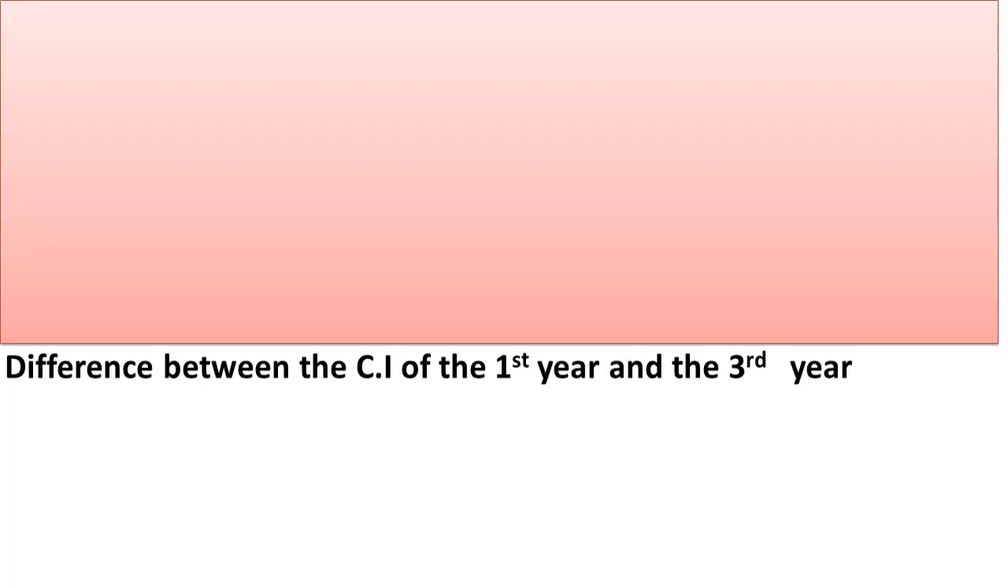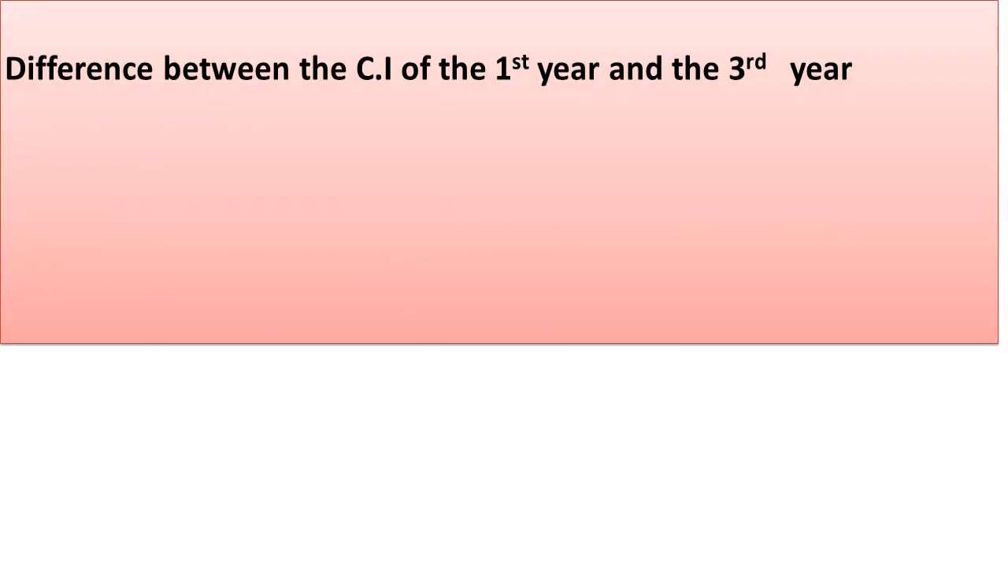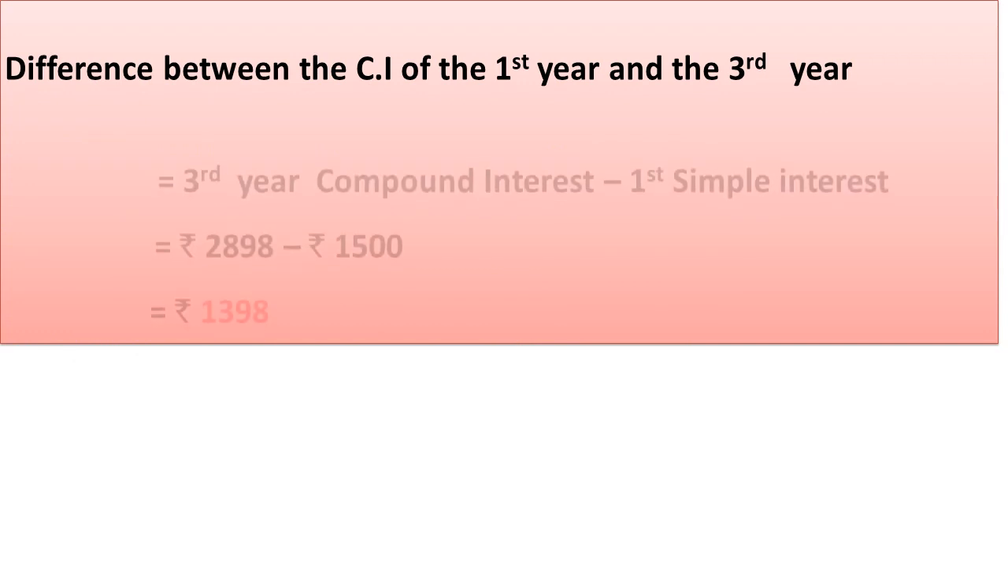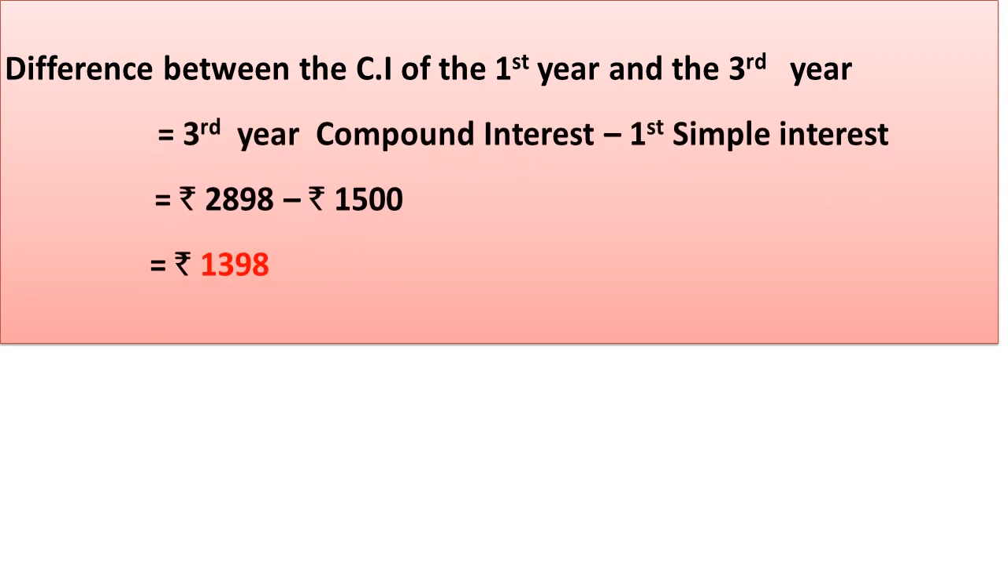So that means to say that consider the difference between the compound interest of first year and third year. First year compound interest is 1,500. Third year compound interest is 2,898. Its difference will be equal to rupees 1,398.